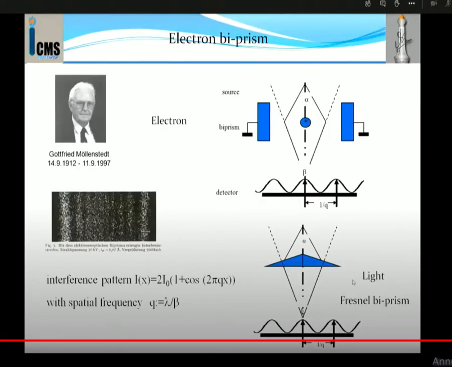To do holography with electrons, you need an electron biprism, and the electron biprism was discovered by Gottfried Möllenstedt. This is one of the first electron interference fringes. Here is a schematic geometry of the electron interference fringes under off-axis geometry. In the off-axis geometry, you add a carrier frequency, and the intensity pattern is given by this expression, where q is the carrier frequency of the hologram. And here is the basic schematic of the light optical analog of the electron biprism, which is known as the Fresnel biprism.